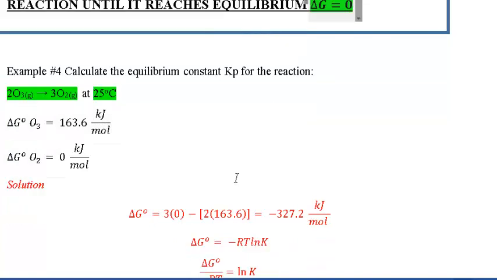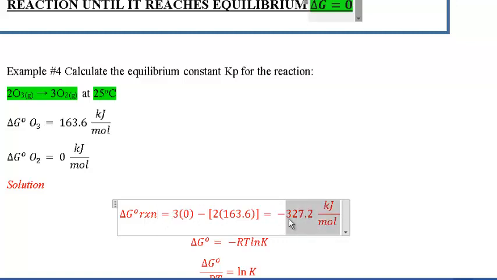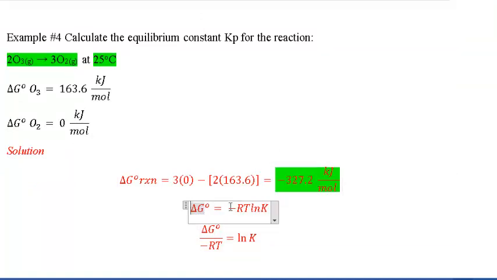So let's do the delta G of the reaction. The delta G of the reaction is going to be products minus reactants, each one multiplied by their stoichiometric coefficient, summing the products minus summing the reactants. We get this as our value, negative. So the negative delta G tells us the reaction is exergonic.